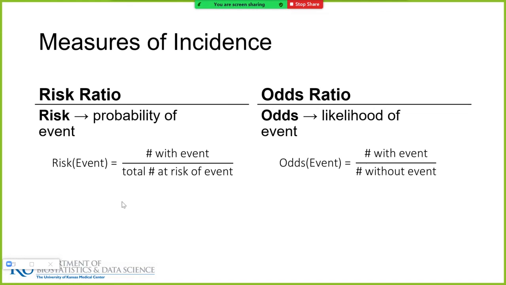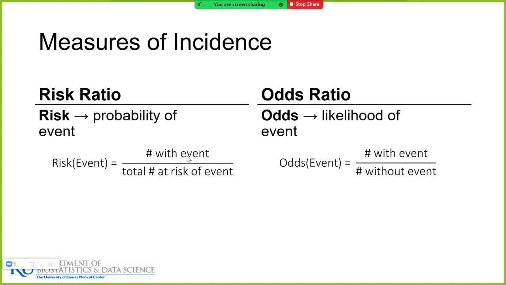And this is a hang-up point. First of all, why would we report risk or odds? When do we report one versus the other? And the meaning, the interpretation. It all has to do with the study design and what number is fixed.